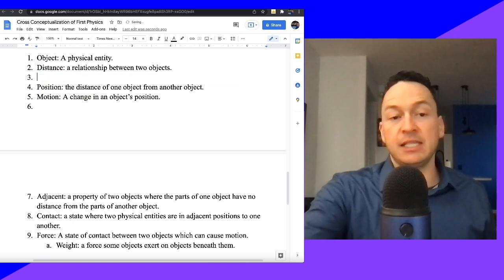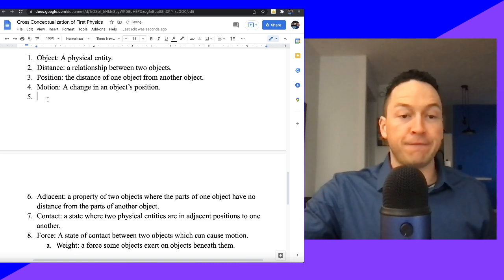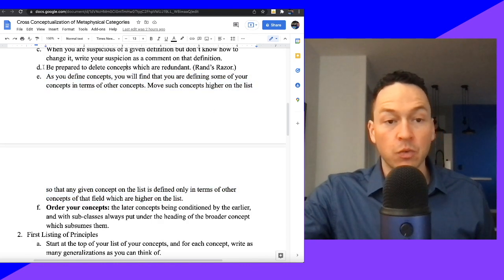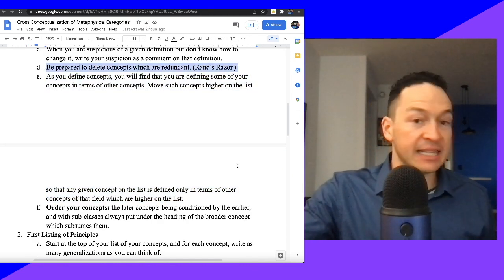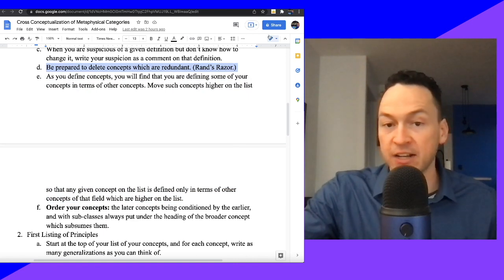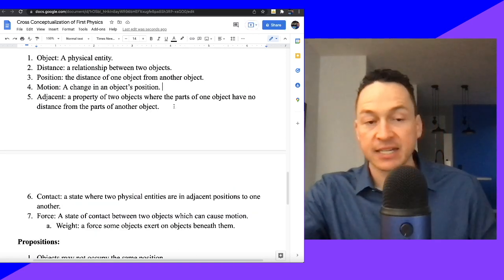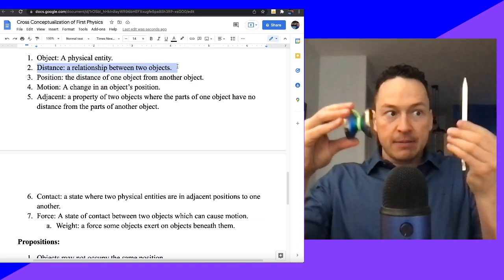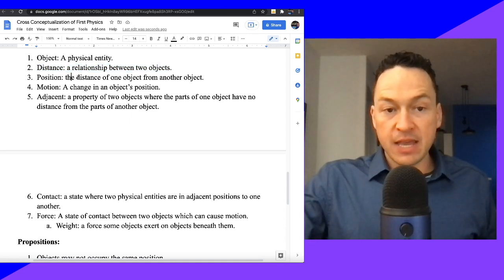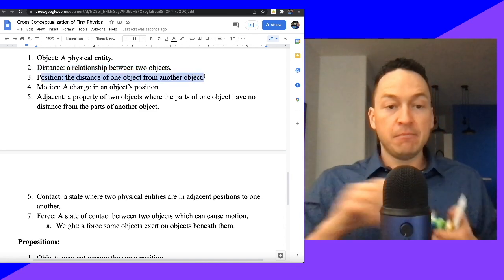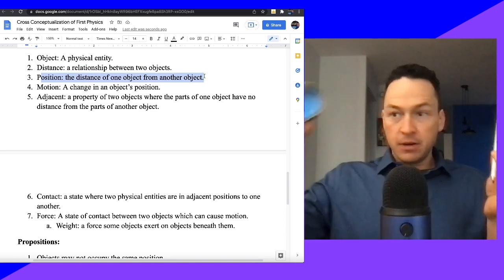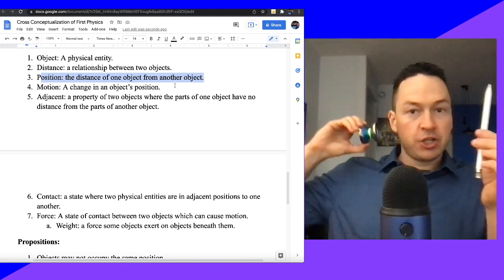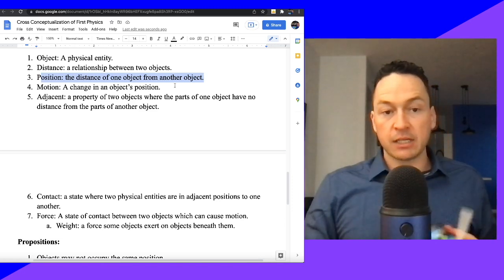Space is a dubious concept. We're deleting it. We no longer need it because of Rand's razor, by the way. I just used one of our rules: be prepared to delete concepts which are redundant. That's Rand's razor. Concepts are not to be multiplied beyond necessity. When we talk about distance, position is simply the distance of one object from another object, and then motion is just the change of position of one object with respect to another object.